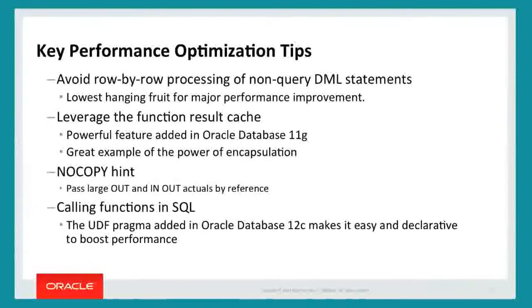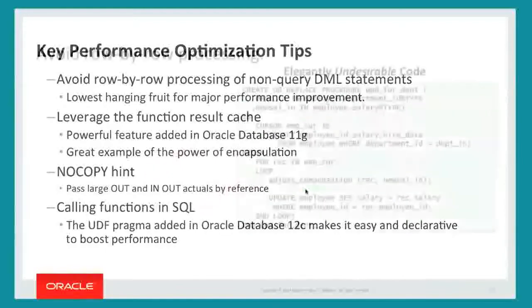So we're going to take a look at avoiding row-by-row processing with bulk processing, especially FORALL. Take a look at the function result cache added in 11g. Go over the NOCOPY hint, a nice, simple, quick way to improve performance of some kinds of code. And I'll talk to you about a new feature in 12c that improves the execution of calling functions in SQL. Diving right in.